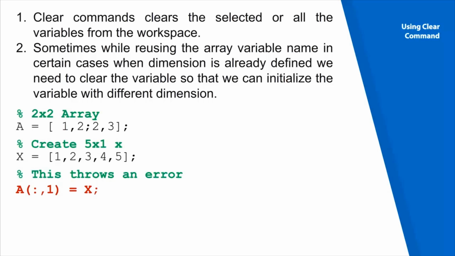Wrong. MATLAB, even though this is a correct usage, will throw an error. MATLAB will say that the number of rows in A and X must be the same. So what is happening here? MATLAB is still thinking that this matrix A is a 2 cross 2 matrix. So before we can reuse this variable name A, we need to clear this variable off from the workspace. So here is where we use the clear command, and we erase the variable A from the workspace by calling clear comma A. After erasing the variable A, we can now reassign the first column of A with vector X.